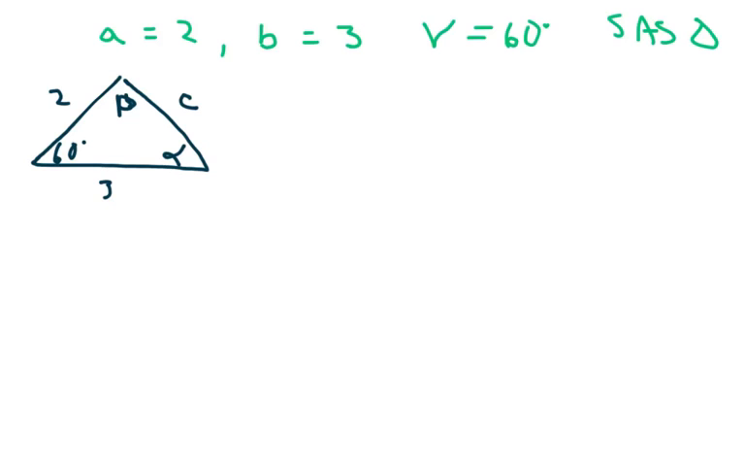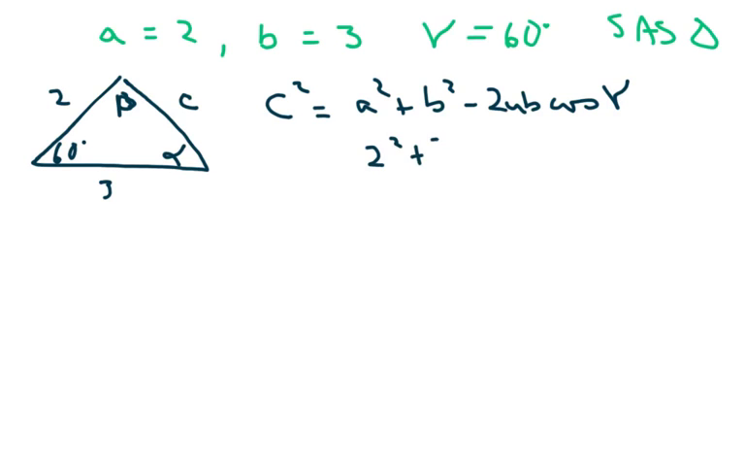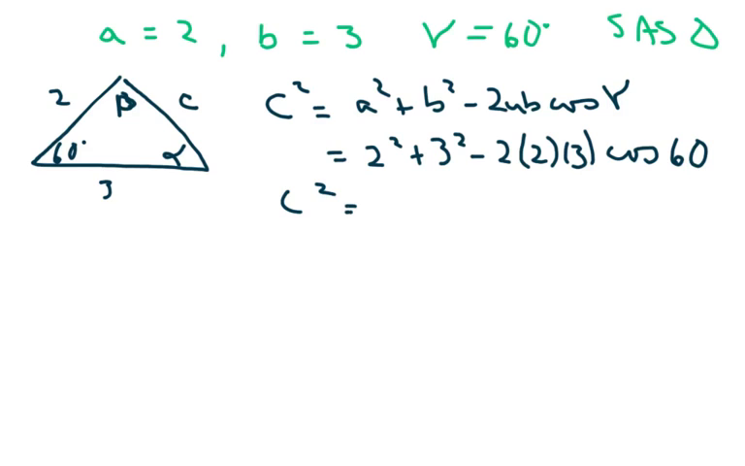Since we don't have c, which is what we're looking for, I'm going to use c squared equals a squared plus b squared minus 2ab cosine of gamma. We plug everything in because we have all the information. So we have 2 squared plus 3 squared minus 2 times 2 times 3 cosine of 60, and that gives us c squared equals 7. So c equals root 7. Because we're talking about distance, we take only the plus.